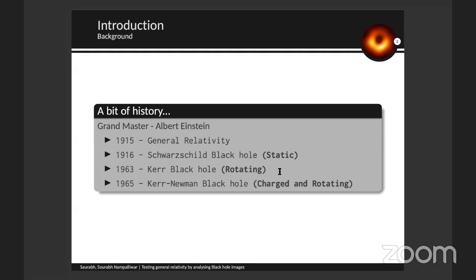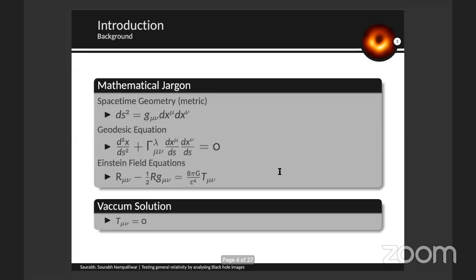And in 1965, we got another solution, the Kerr-Newman solution, given by Newman by adding nothing but a charge to that rotating black hole. So for many, many decades, we just had three solutions of black holes, which were explaining how space-time is and what other different exotic objects can be present in our universe.